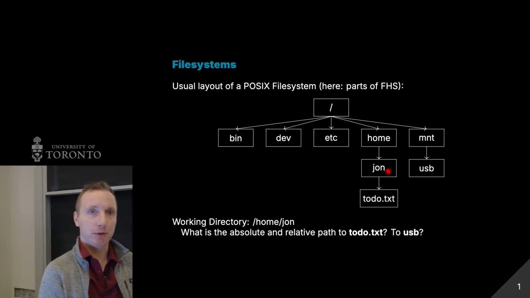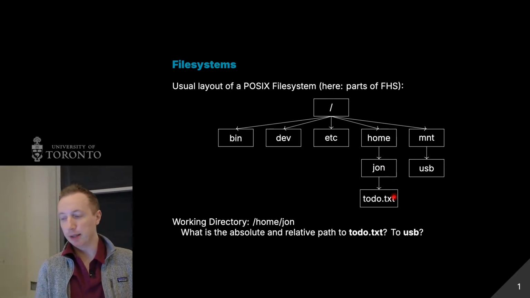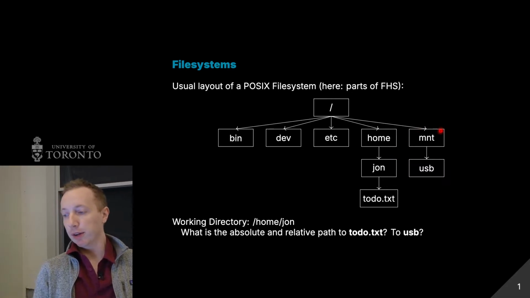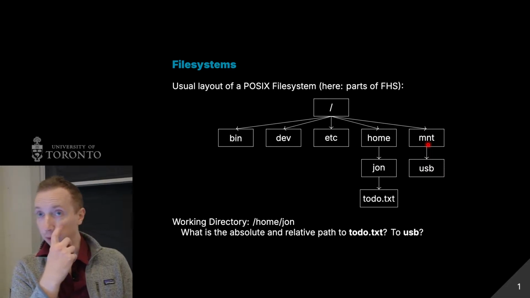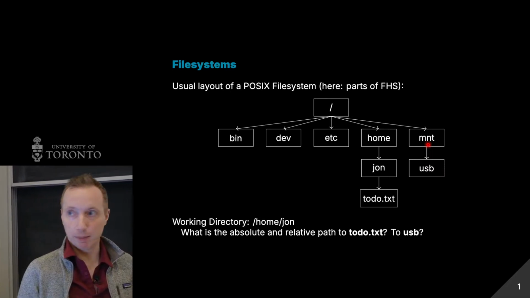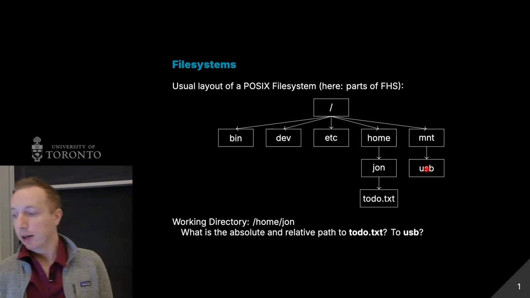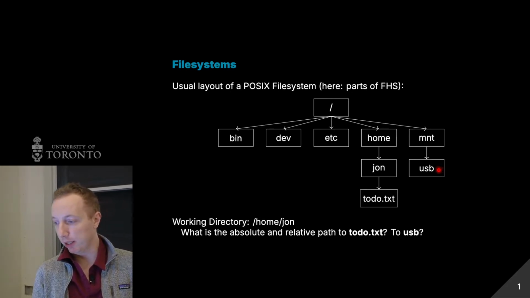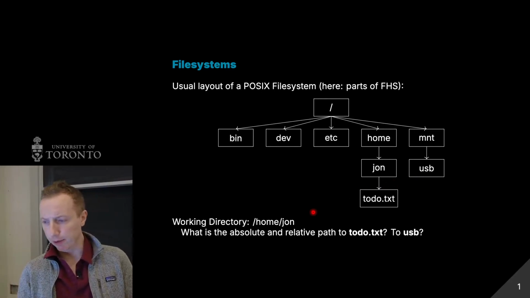So like on my machine, my username is John, so I have a directory also called John there, and I may store my files there like a to-do file. There's also this mnt directory, short for mount. That's where, if you plug in a USB drive or something like that, it will usually show up as a directory. So if I plug in a USB drive, it might show up under this mount directory and be called USB or something like that, or the name of the flash drive.